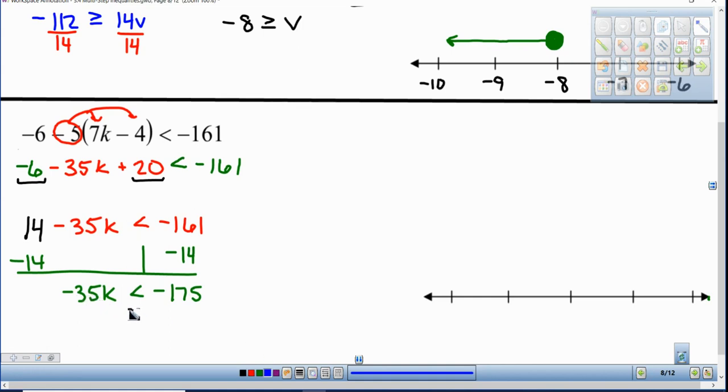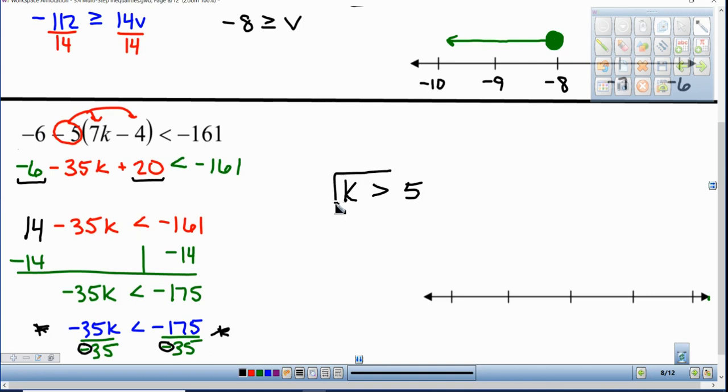Okay, and then we are going to get k by itself. And we will do that by dividing by -35. So knowing what to do here is not the issue. The issue is knowing this calculation. And I'm going to get k. Notice that I divided by a negative here. And we're going to flip that sign around. K is greater than. A negative divided by a negative is a positive, and I believe the answer here is going to be 5. K is greater than 5.